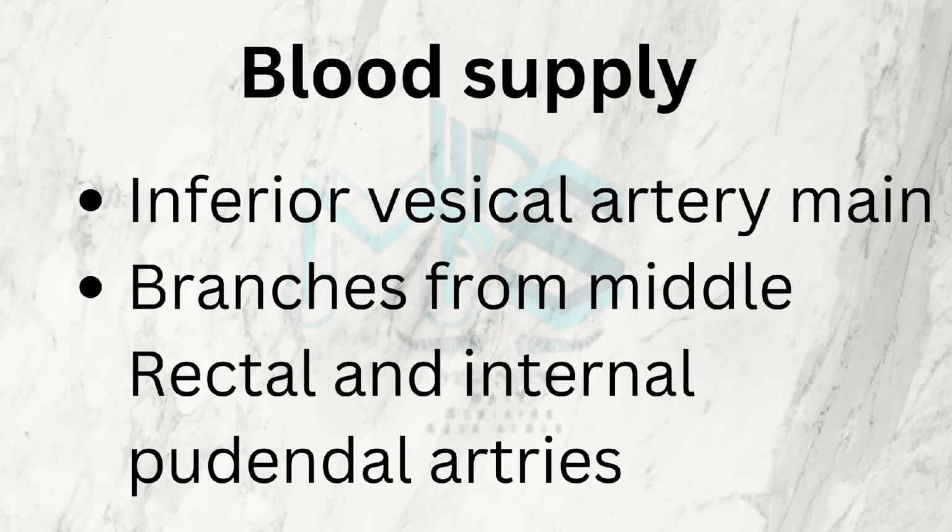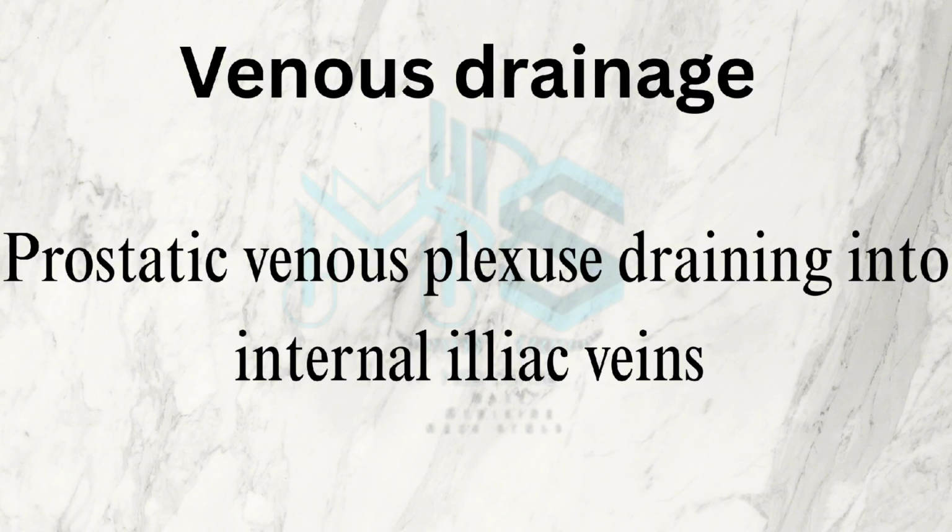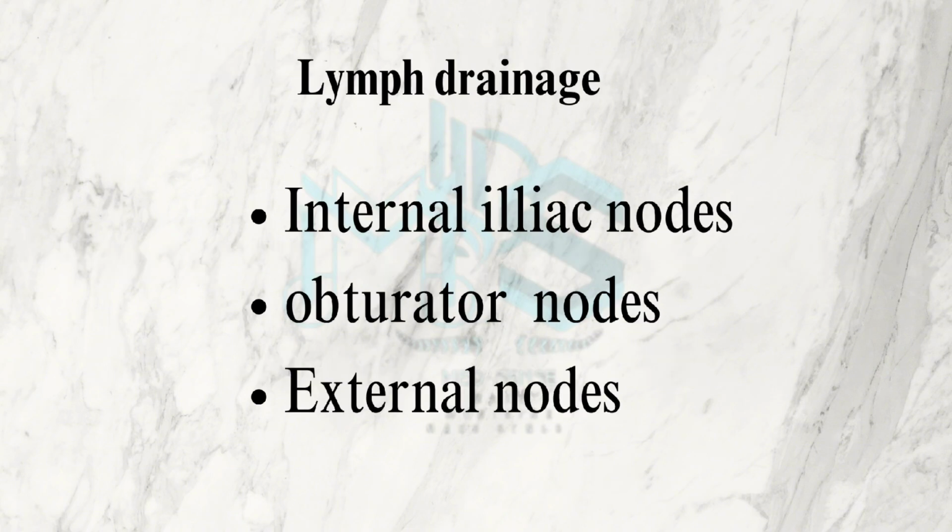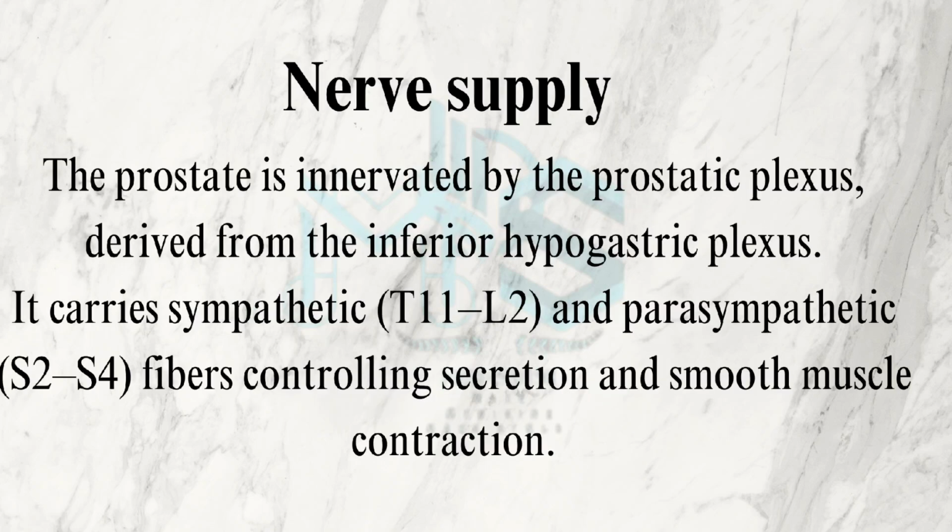The blood supply is majorly by the inferior vesical artery, that's the main artery, and then there are branches from the middle rectal and internal pudendal arteries. That's the blood supply of the prostate, and it drains into the prostatic venous plexus, that's the venous drainage, prostatic venous plexus draining into internal iliac veins. For the nerve supply, the prostate is innervated by the prostatic plexus, which is derived from the inferior hypogastric plexus. It carries sympathetic and parasympathetic fibers which control secretion and smooth muscle contractions of the prostate.